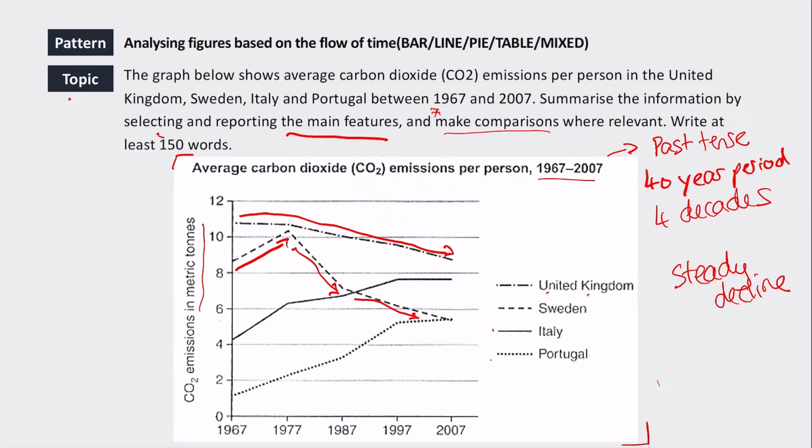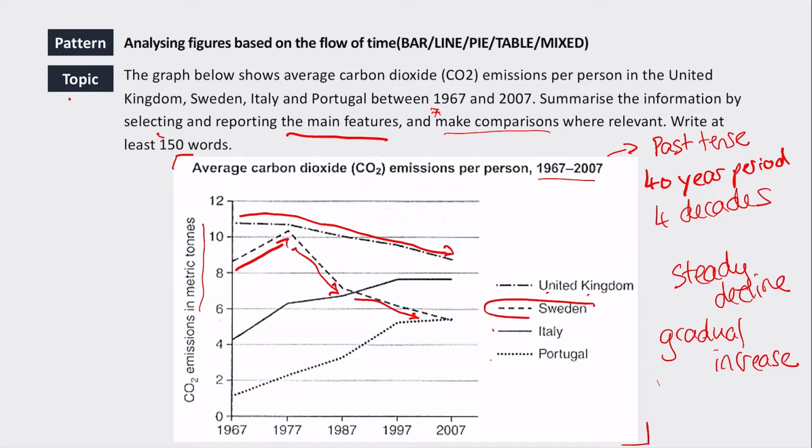Okay, and then Italy and Portugal, we can see quite similarly, both have a steady or gradual increase. So if I'm thinking, what are the main features? What are the main trends? Well, generally, for 2 countries, there was a decline, and for 2 countries, there was an increase. So that's what I'm thinking in terms of general trends.